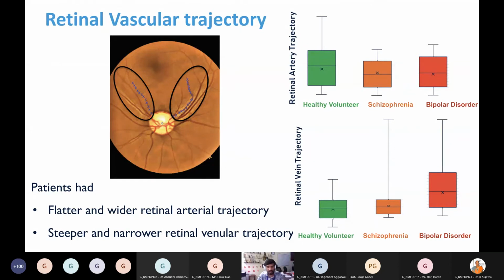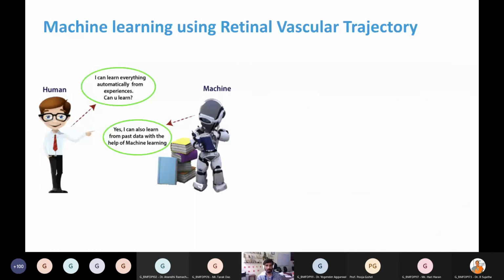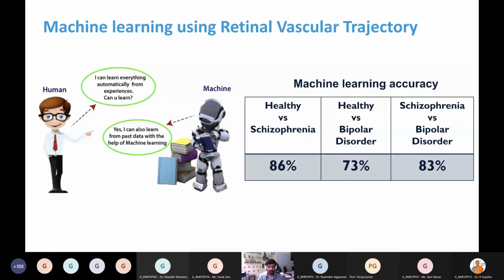Interestingly, we found very unique results, and this got published without any revisions. That was very surprising. Healthy volunteers, schizophrenia and bipolar followed almost a similar pattern to what we had for the caliber results. There was a flatter and wider retinal arterial trajectory and a steeper and narrower retinal venular trajectory. So the parabola which formed was different. This was a really interesting publication which we did.